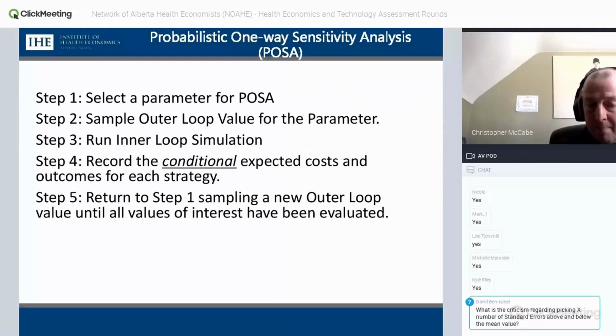Once you've recorded the outputs of that first simulation, you then return to step one. You sample a new outer loop value. And you repeat this until all the values of interest have been evaluated. And you've recorded the conditional expected costs and outcomes for each strategy under each value that you're interested in.